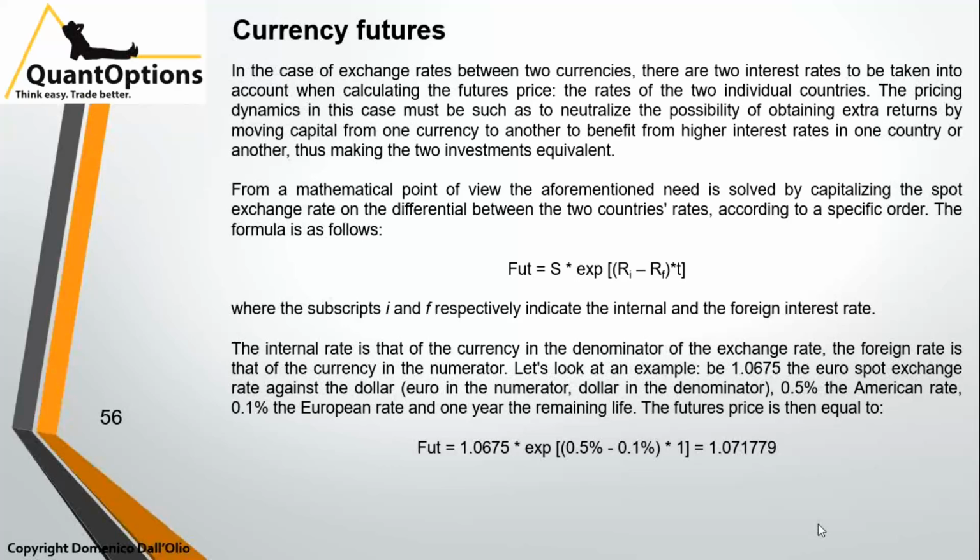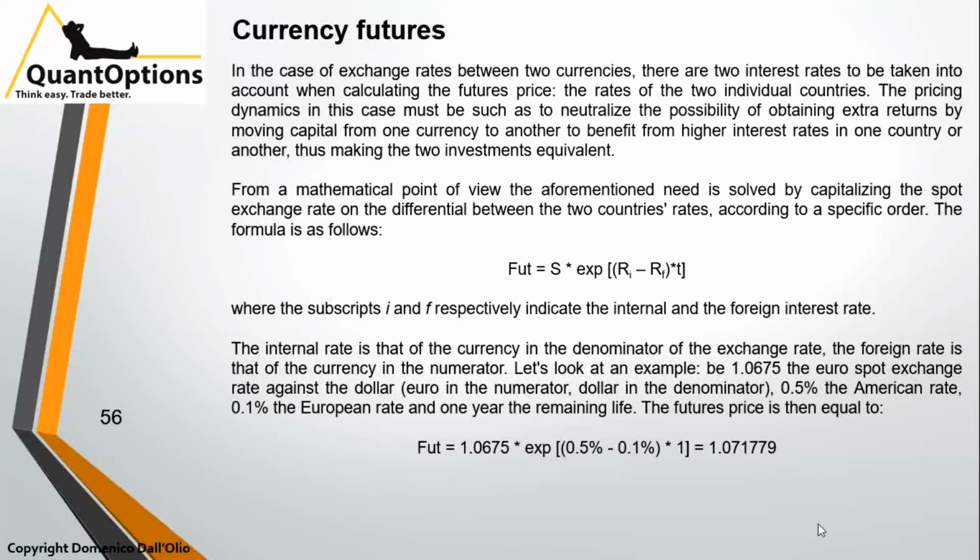The formula is as follows. The futures price is equal to the spot price times the exponential power to the difference between the internal rate of return and the foreign rate of return times the time to maturity. The internal rate is that of the currency in the denominator of the exchange rate. The foreign rate is that of the currency in the numerator. Let's look at an example.